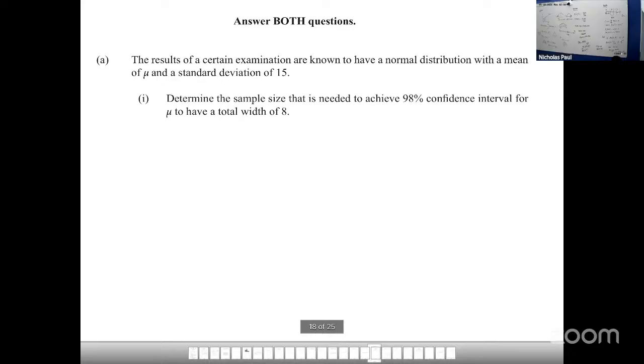Okay, I'll give you 2 minutes. We don't know mu, but we know the width. What does width mean? The upper boundary minus the lower boundary. I didn't officially give you a formula, but if your upper boundary is this, with the critical value, and your lower boundary is this, what is the class width? Class width is your upper boundary minus the lower boundary.